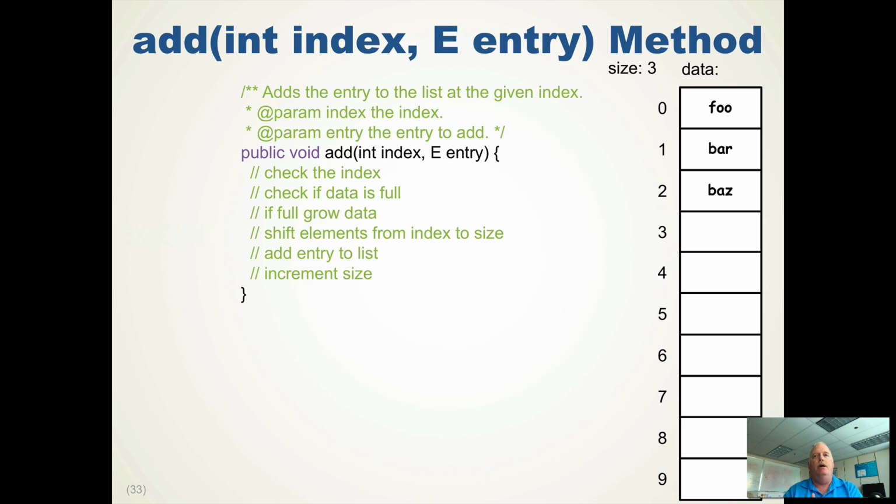So now the next method is we want to add at an index, so we're going to insert something into our list. Again, because we have an index, we've got to check the index. Because we're adding, we've got to check to see if the array is full. If the array is full, we're going to grow it just like we did for the add method.